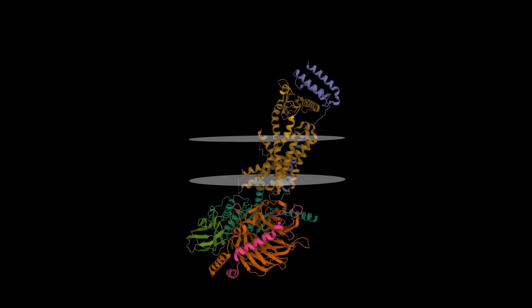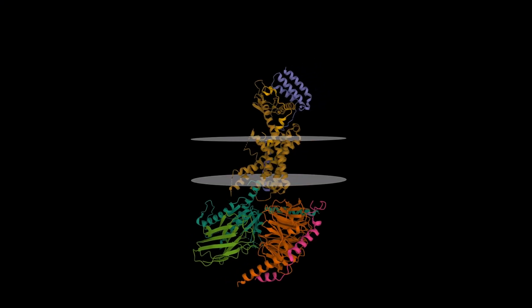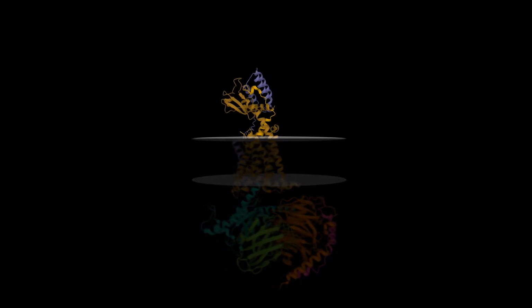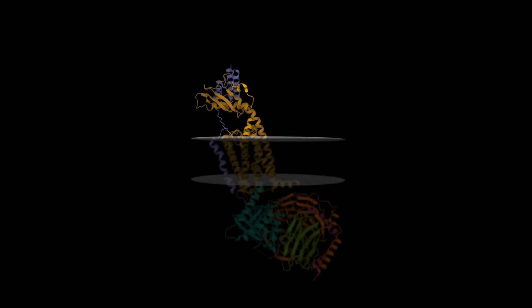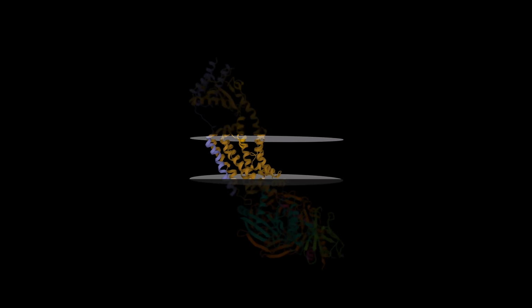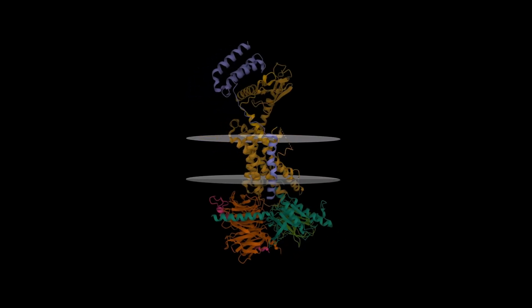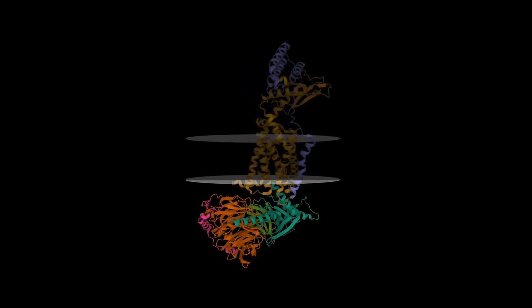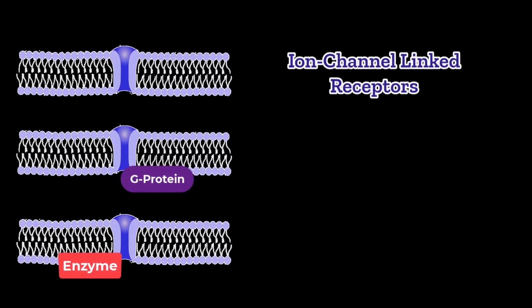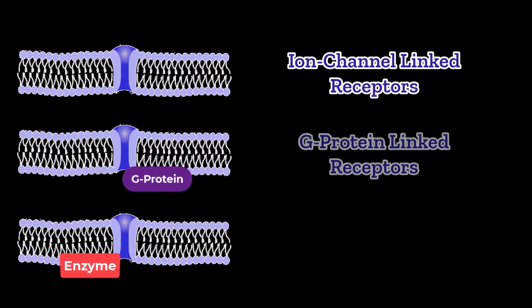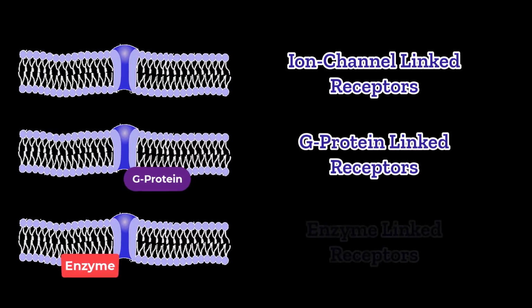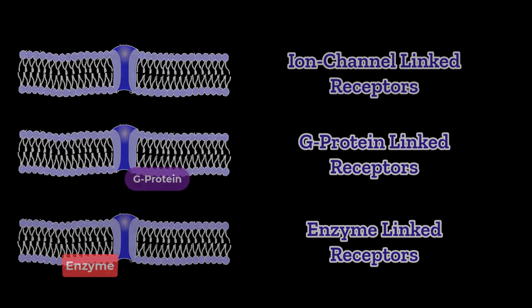Each cell surface receptor has three main components: an extracellular domain, which is outside the cell, a transmembrane domain, which is a hydrophobic region that spans the membrane itself, and the intracellular domain, which lies inside of the cell. There are three general categories of cell surface receptors: ion channel linked receptors, G-protein linked receptors, and enzyme linked receptors.